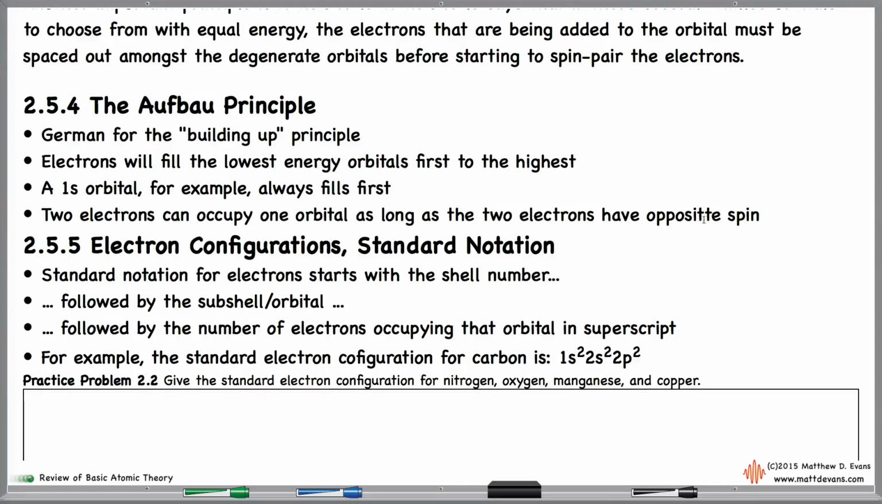I think I have a misspelled word again here. Boy, I should have proofread these notes a little bit more carefully, but sorry about that.